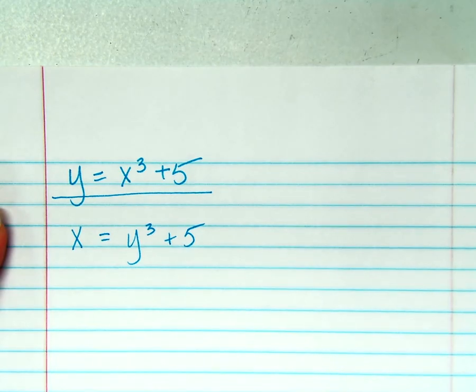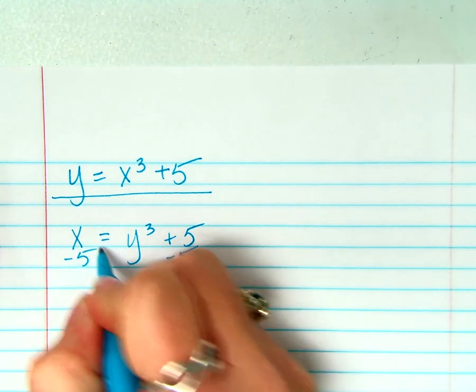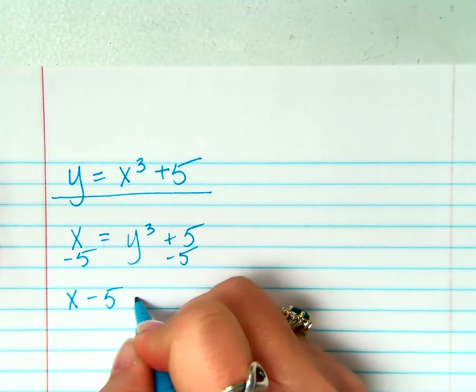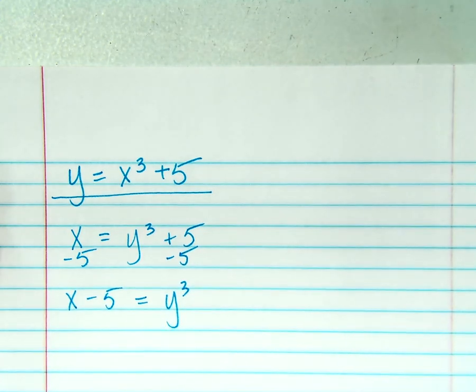What do I have to do now? Isolate y. Solve for y. Okay? How do I solve for y in this situation? First, I subtract 5. Absolutely right. X minus 5 equals y cubed. Is y isolated? No, that's correct.